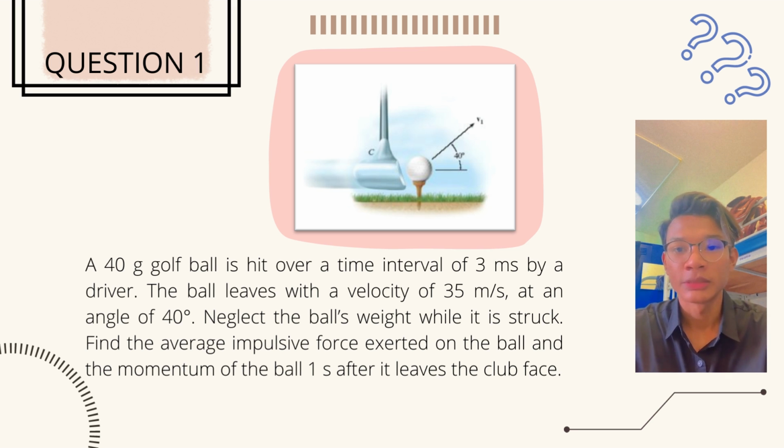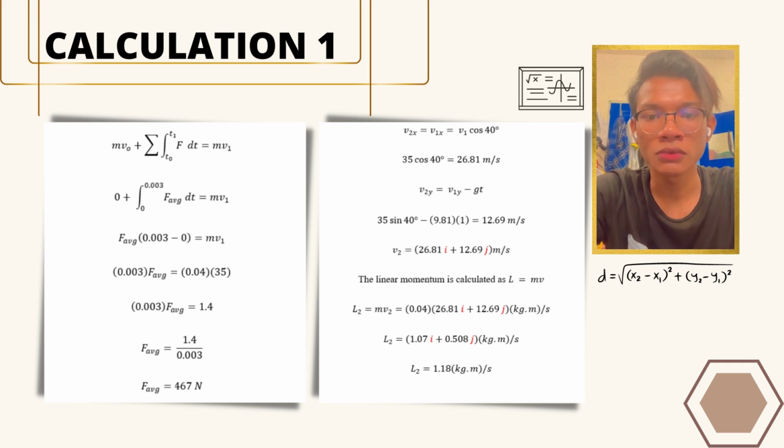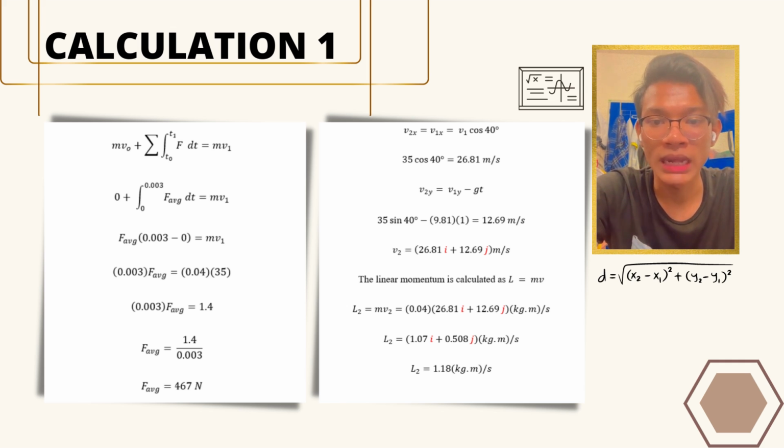For calculation 1, to find the average impulsive force, we are using the formula mv0 plus the sum of the integral of F dt equal to mv1. Then we will get the answer, which is 467 Newton. Then to find the momentum, we will use the formula v1x equal to v1 cos 40.